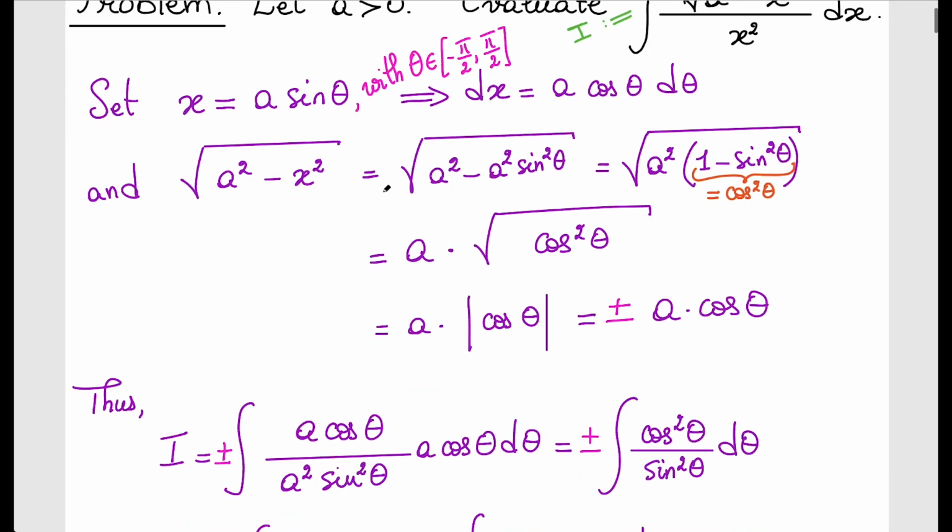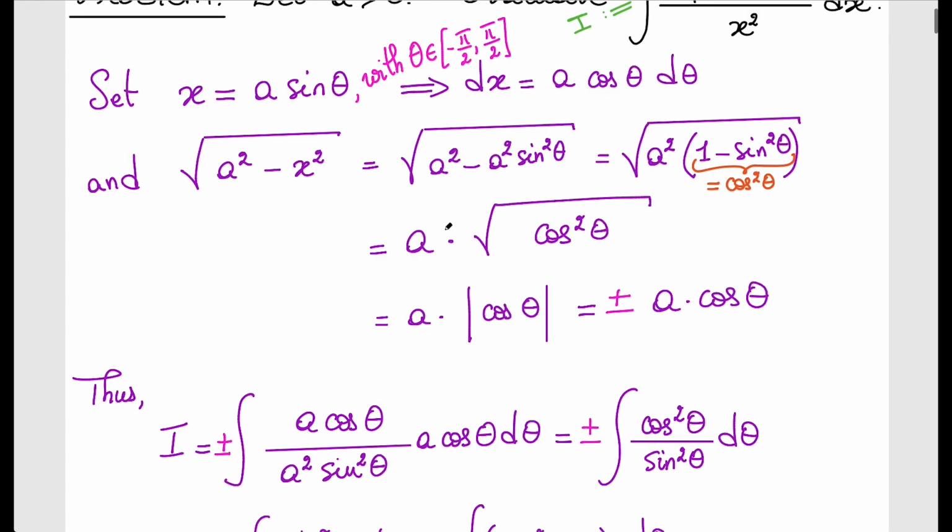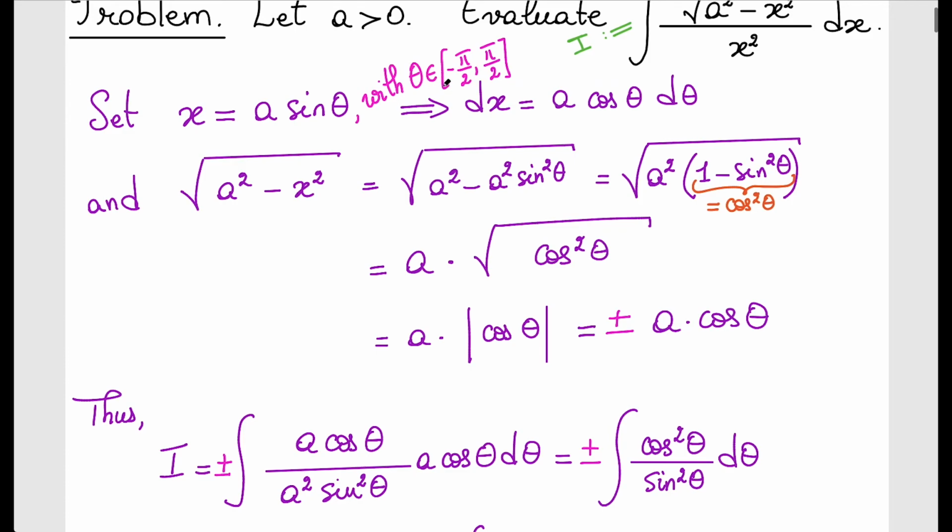Okay. All right. And as such, with this choice of theta, what can you then determine about cosine? Well, theta is in either the fourth quadrant or the first quadrant, right? So as such, cosine is certainly positive. So the absolute value of cosine of theta becomes simply cosine of theta. So it's technically the positive sign, not the negative sign, correct?